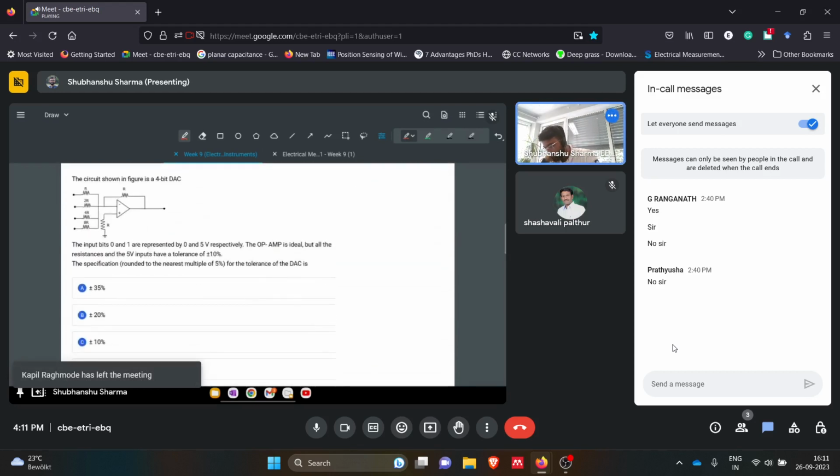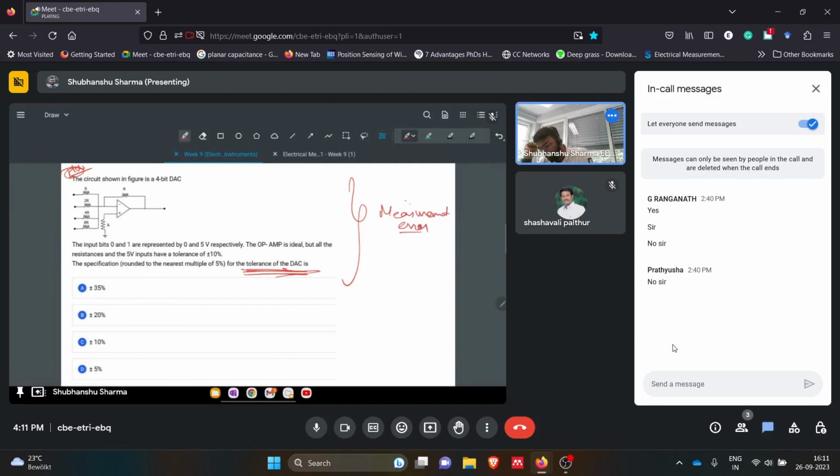And this again, I'm pausing this, so this is also a very nice question. It's about the tolerance of the DAC. This also I'm giving you as homework. We have to find the tolerance of the DAC. This will revise your measurement error concepts, plus you will have to apply your op amp concepts also, obviously. So this will be a good combination of these two things.